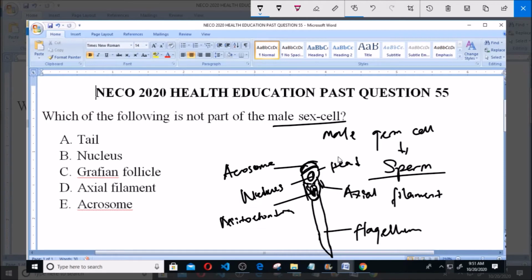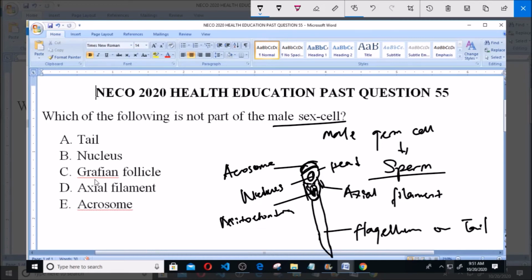Now if you look at this, you notice that this flagellum is also known as the tail. You can call it the tail of this sperm cell. You notice that the sperm cell contains the tail, which is the flagellum, the nucleus, which contains the genetic materials, the axial filaments, and the acrosome.